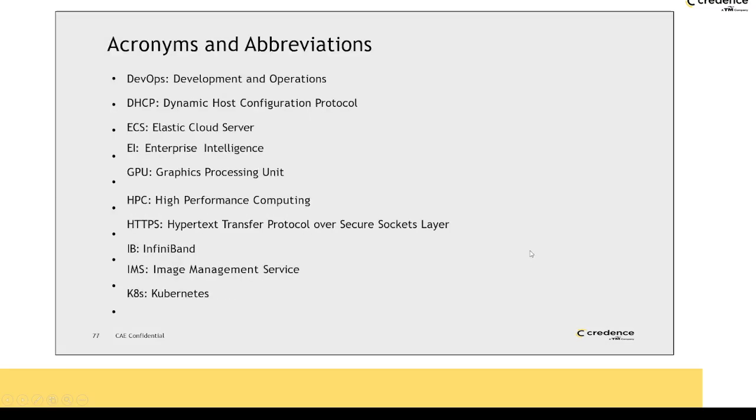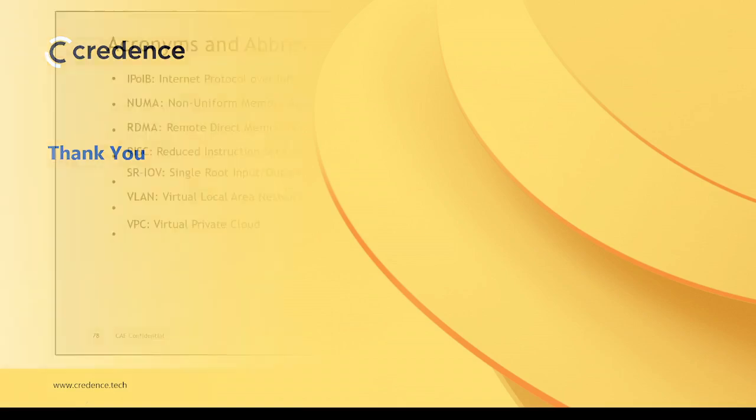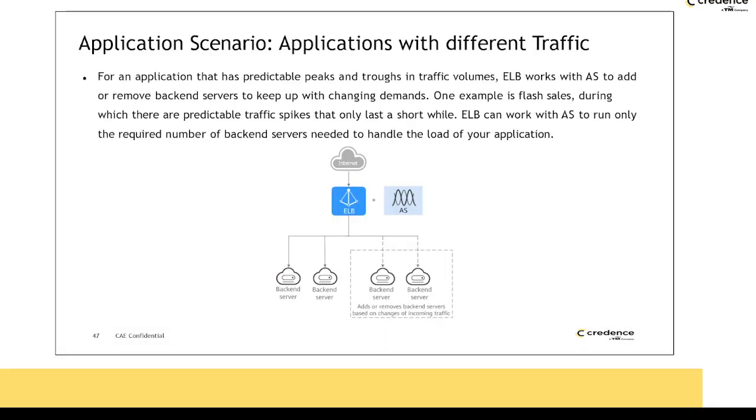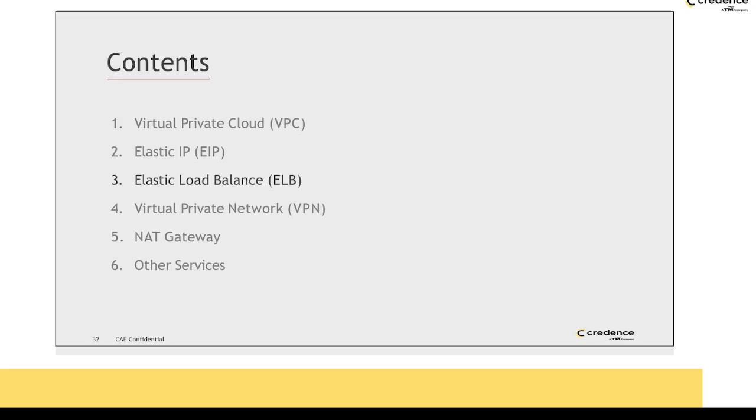So that's all for chapter 3. We have covered 3 parts. We already covered VPC, in this chapter, elastic IP and elastic load balancer. The virtual private network and NAT gateway I will cover in the next video. We will meet again later on.